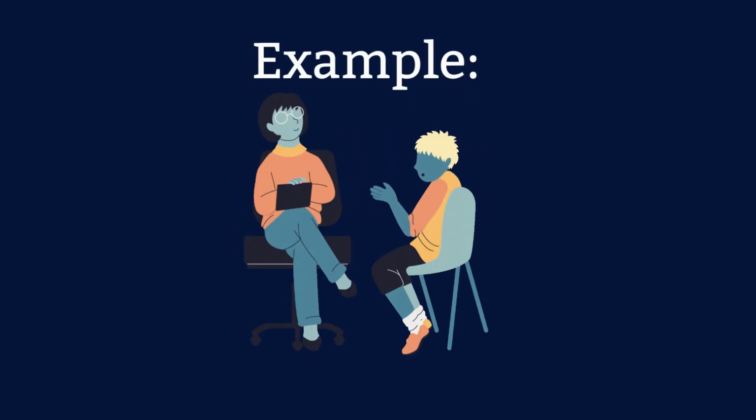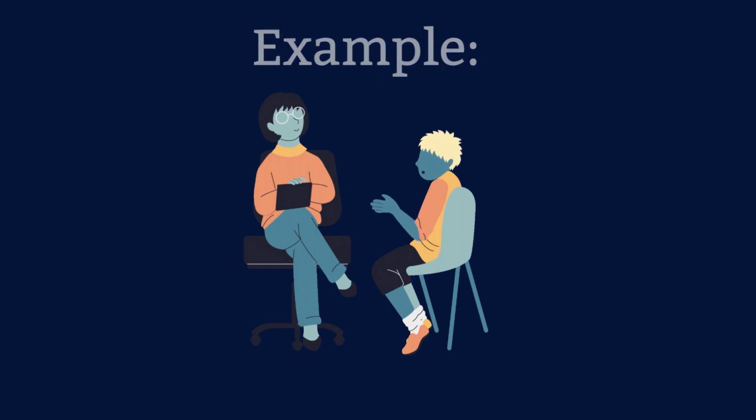Here is an example. Susan has a flat expression and is slumped in her chair. She presents low symptoms and indicates feelings of low self-esteem that are beginning to impair her day-to-day functioning.